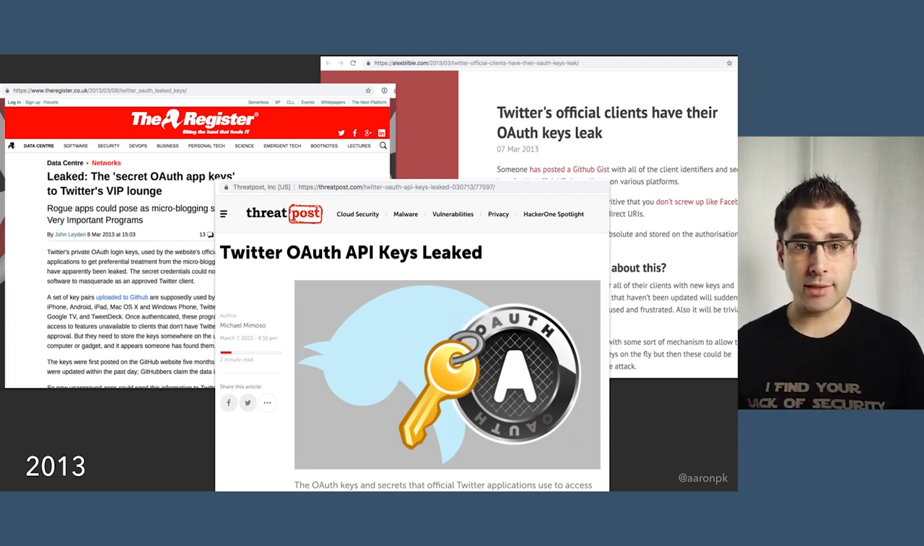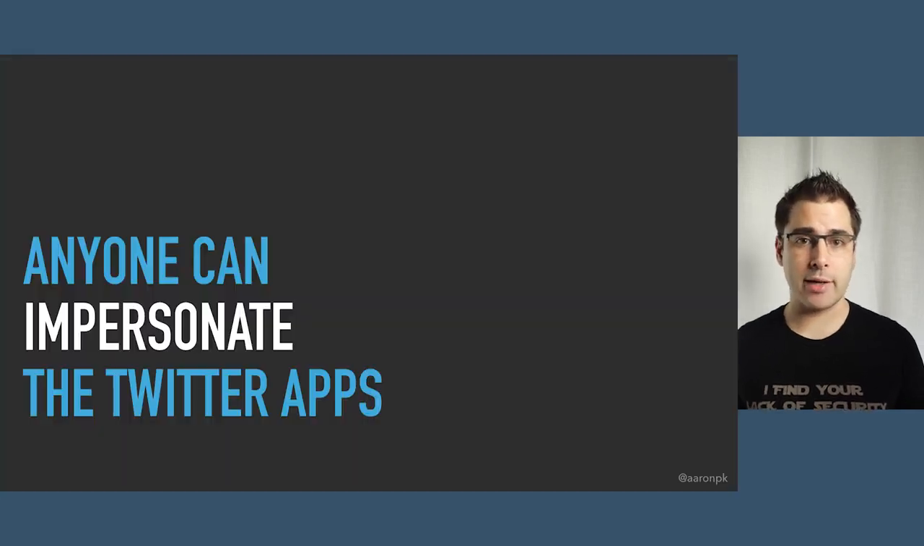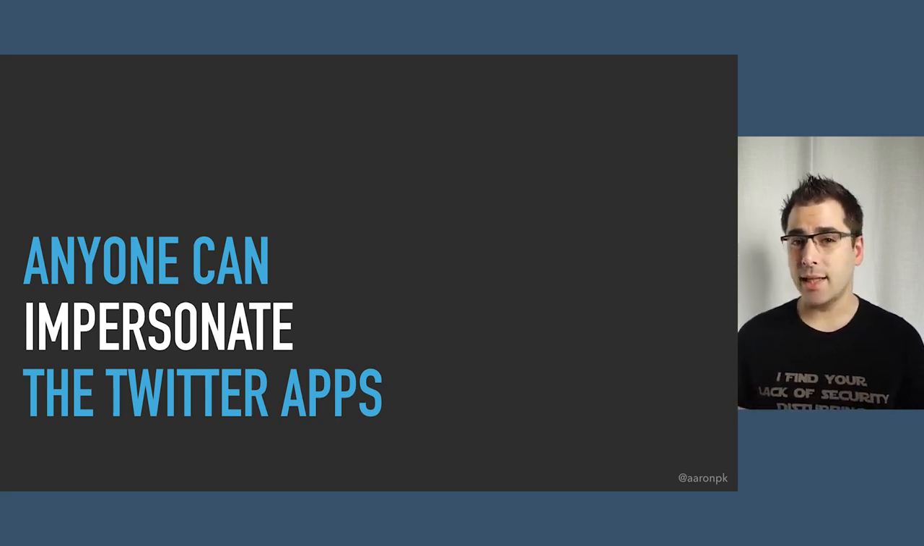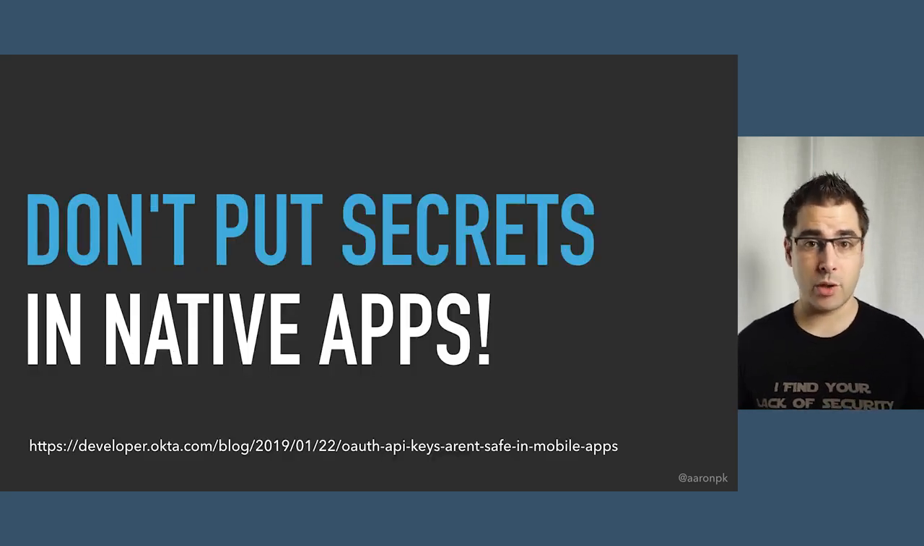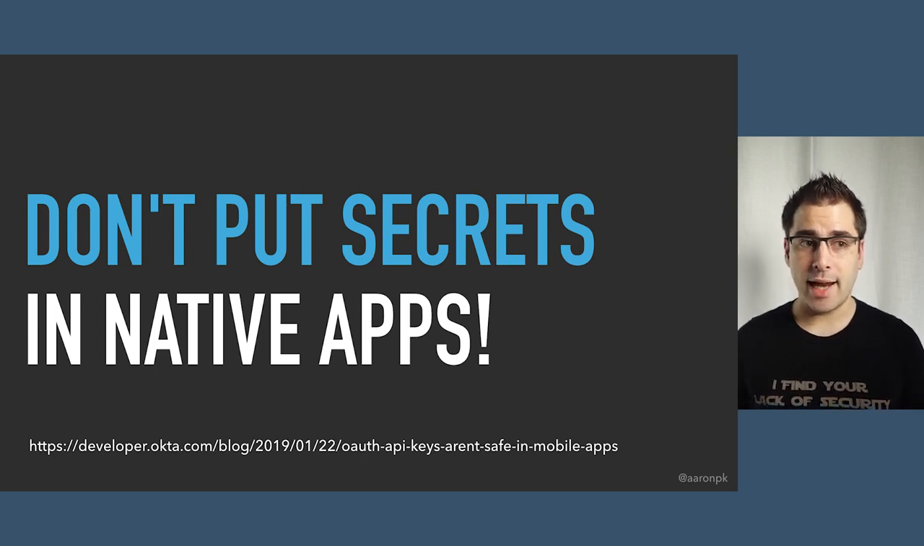So what happened was someone went and downloaded all the Twitter apps on all the different platforms like iPhone, Android, Windows Phone, and then decompiled them and extracted the strings out of them, and then posted all those API keys on GitHub. The result of this hack was that basically anybody can now impersonate the Twitter apps. So what I mean by that is that any of the permissions that the Twitter apps themselves might have that other third-party developers couldn't get, now anybody could get those permissions. And the lesson here that we learned was you can't put secrets in native apps. It just doesn't work. There's no way to do it because anybody who downloads that app is downloading that secret, and can just decompile it.